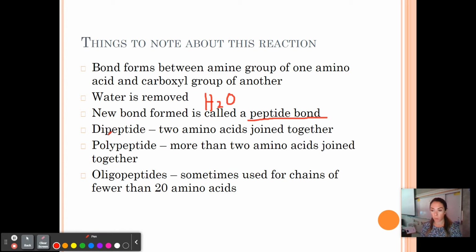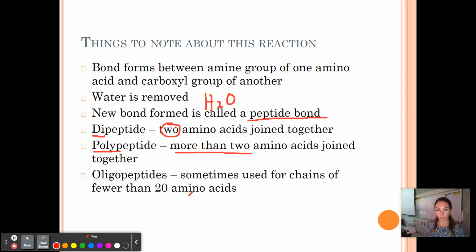And then here is where I'm going to bring in my prior knowledge. So di meaning two, right? Poly meaning more than that, so more than two. And then we do have this little special group of peptides that are called oligopeptides, and they're sometimes used for chains of fewer than 20 amino acids. So these are different types of peptides.